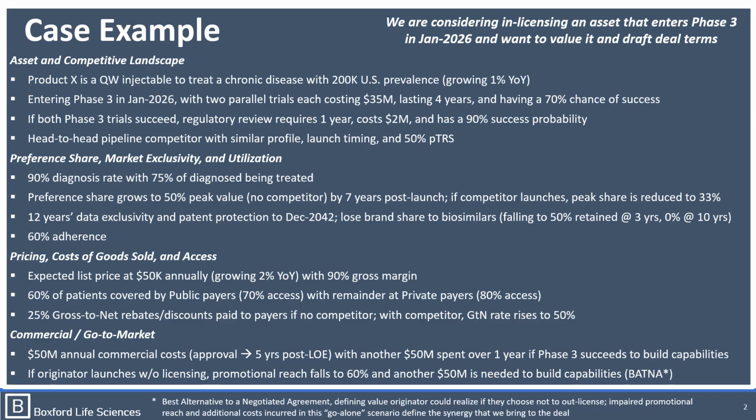And then finally, even though we're primarily modeling this asset to include the synergy that we bring to the deal, we also want to model an alternative go-to-market scenario in which the originator decides not to out-license, but instead brings the drug to market themselves. In that case, we're going to assume the promotional reach falls, and there's going to be a larger amount of investment that originator is going to need to make to build commercial capabilities. We do this alternative scenario in order to get the best alternative to negotiated agreement for the originator to get some sense about how much room do we have when it comes to value capture under this deal.